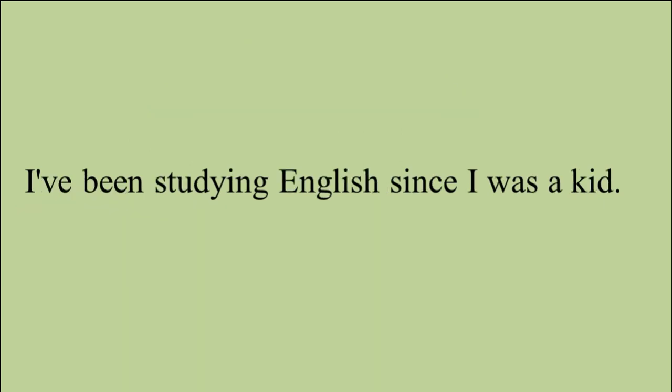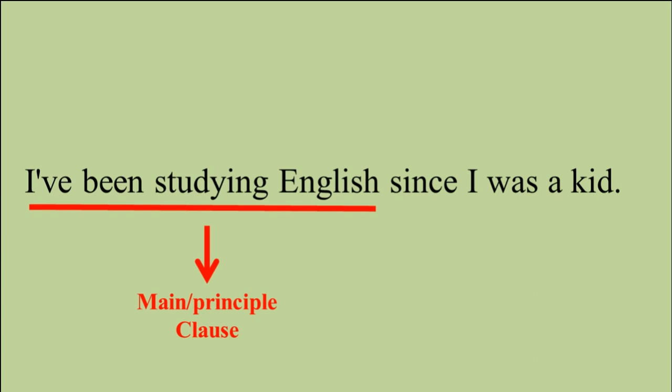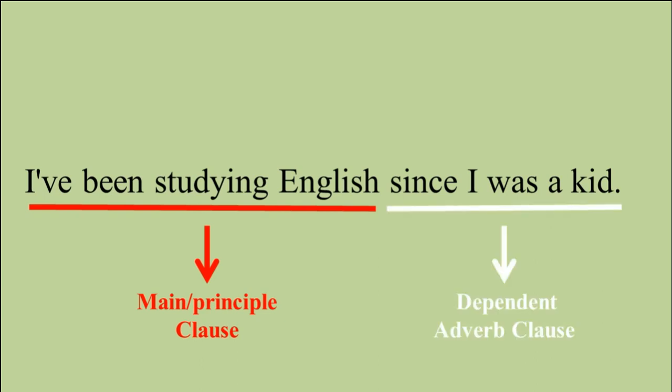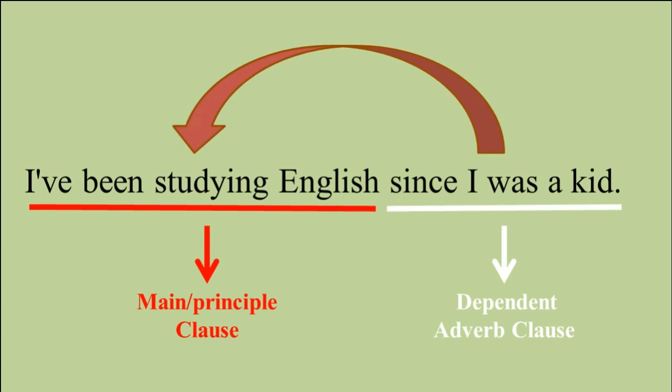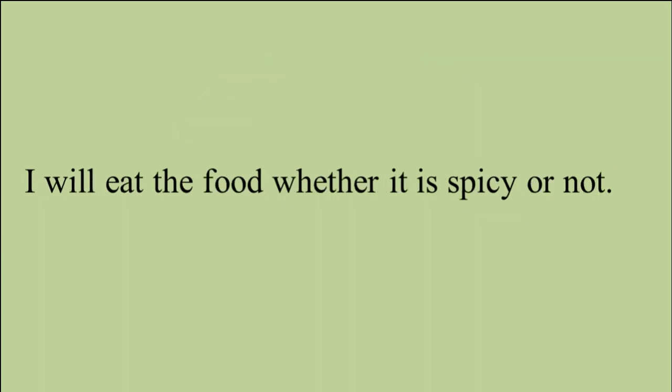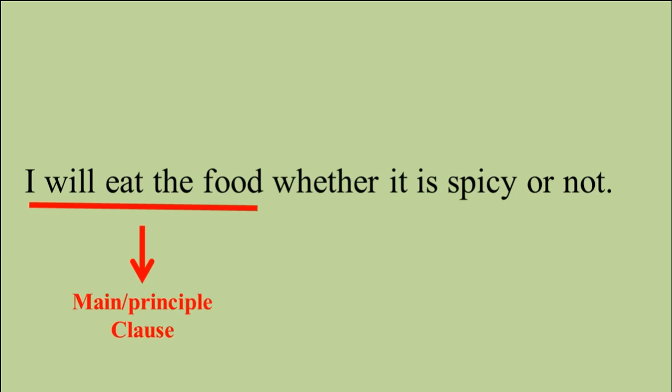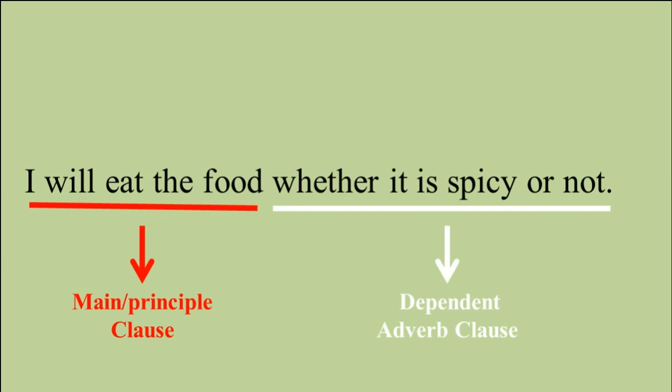I've been studying English since I was a kid. I've been studying English, it's the main or principal clause. Since I was a kid, it's a dependent adverb clause. It gives more information about the verb studying. I will eat the food whether it is spicy or not. I will eat the food, it's the main or principal clause. Whether it is spicy or not, it's a dependent adverb clause. It gives more information about the verb eat.